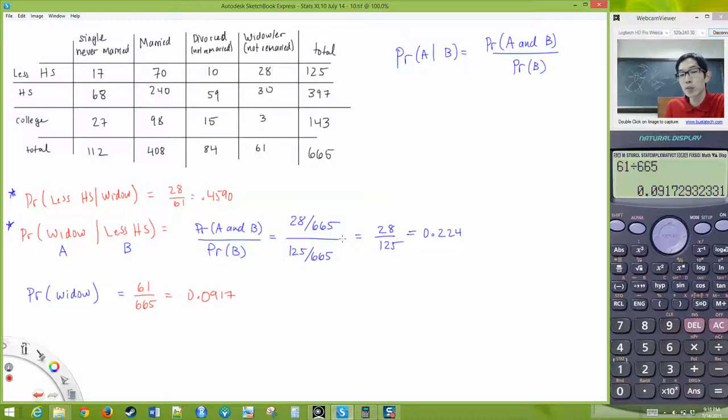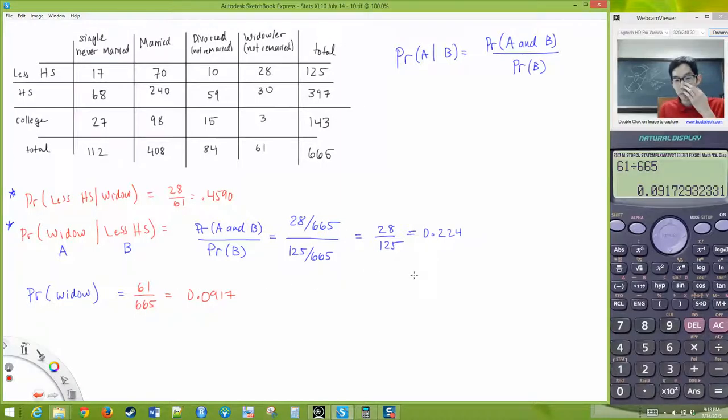And if you think about the older generation, they're also more likely to be widows or widowers. And so what we see here is that if we know someone's education level is less than high school, it makes them more likely to be a widow or widower than if we didn't know anything about the person. Okay?